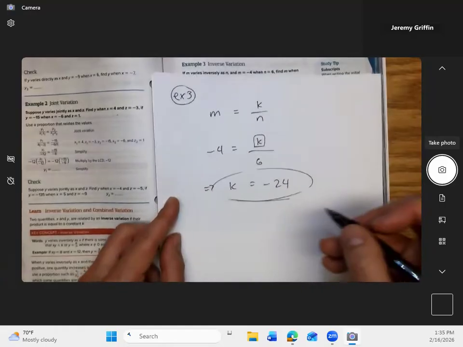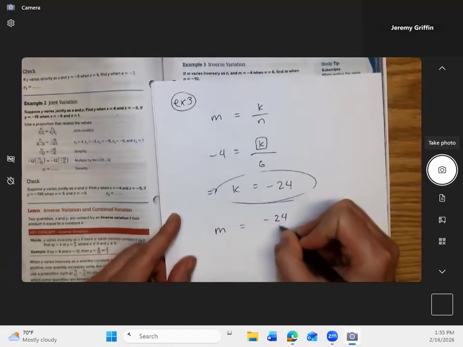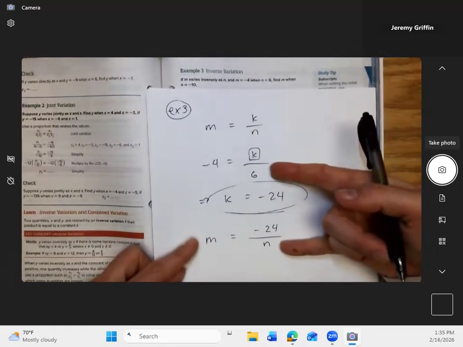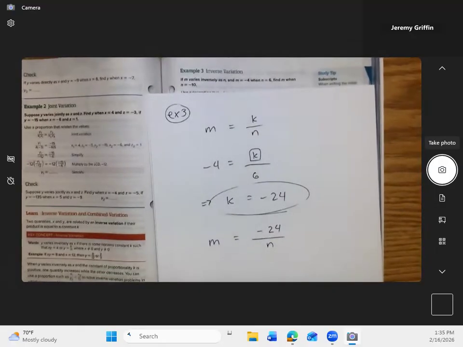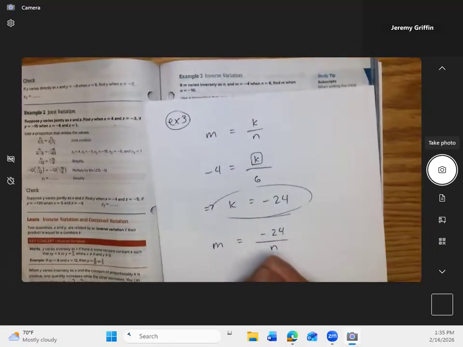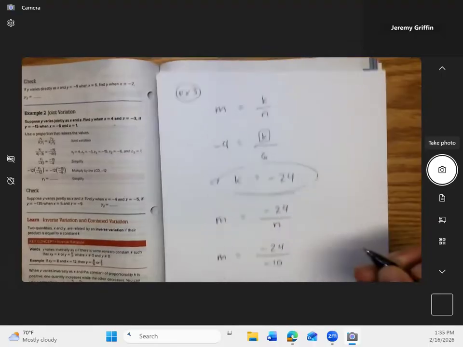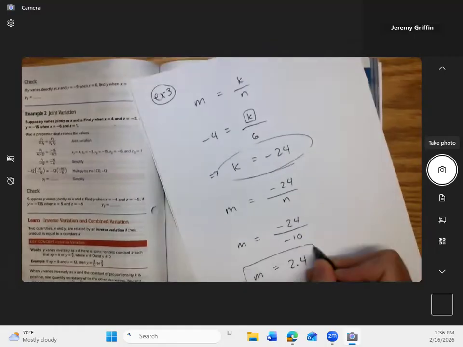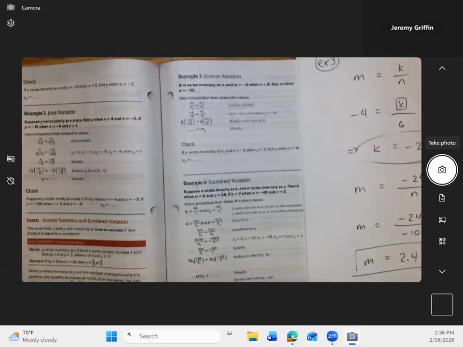So that's nice. Now I can make an explicit equation. I can say m is equal to -24 divided by n. If you plug in 6 for n, you'll get -4 for m. That all checks out. We know all that so far. Now, find m when n is -10. So m equals -24 over -10. That would be 2.4. Boom, done. Got it. Not bad.